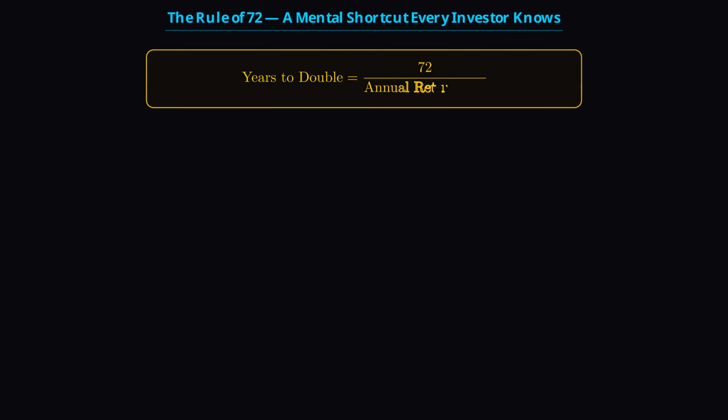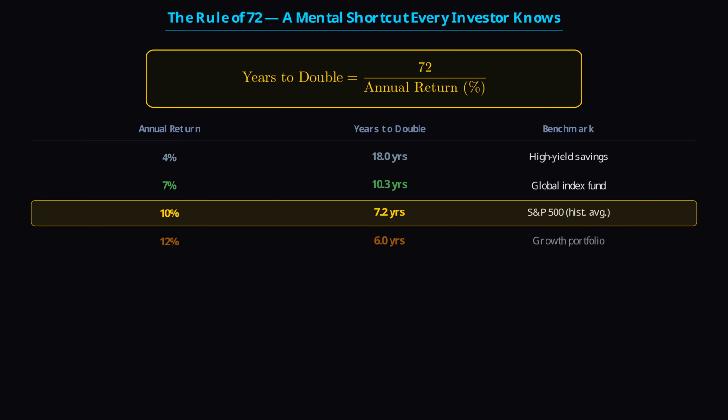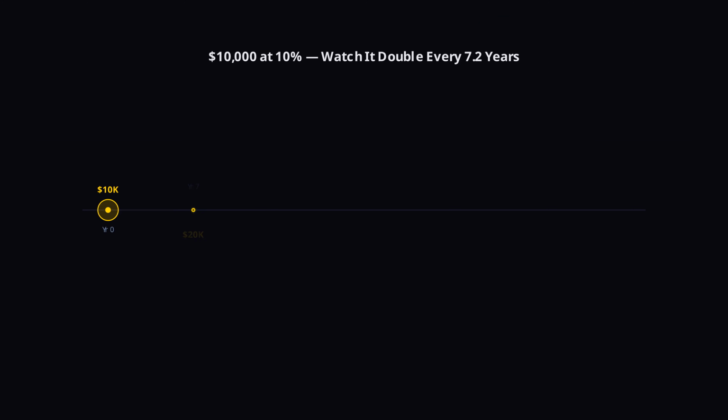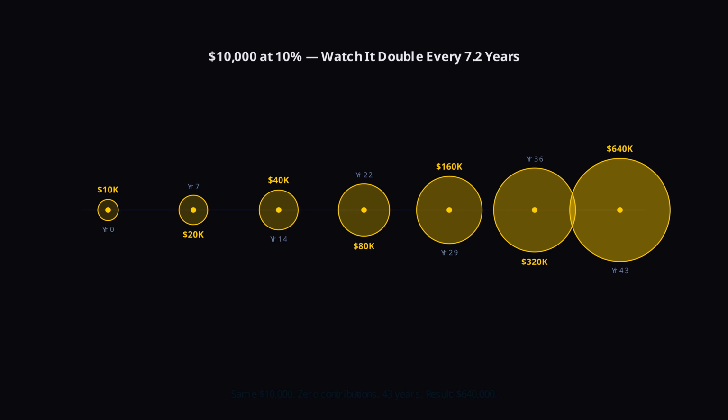There's a mental shortcut that every serious investor knows. The rule of 72. Divide 72 by your annual rate of return, and you get the approximate number of years it takes for your money to double. At 4%, it doubles every 18 years. At 7%, every 10 years. At 10%, every 7.2 years.